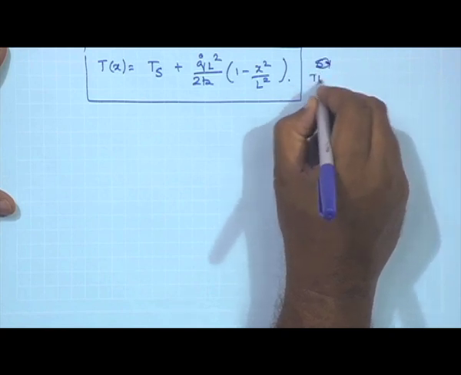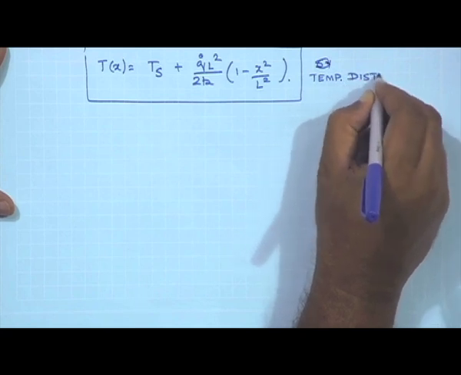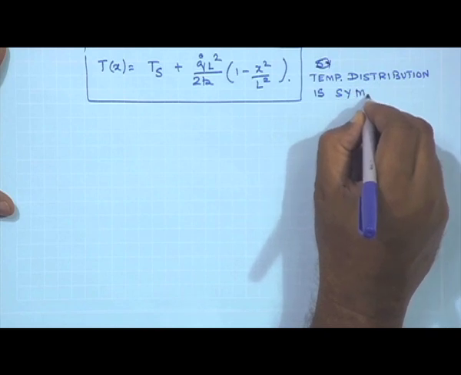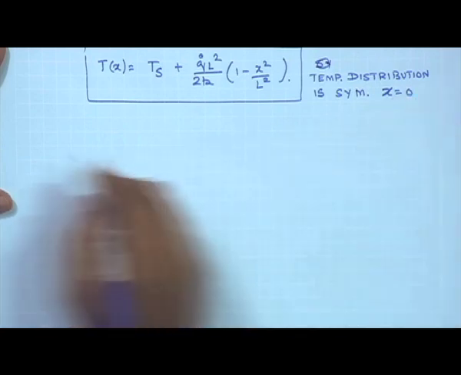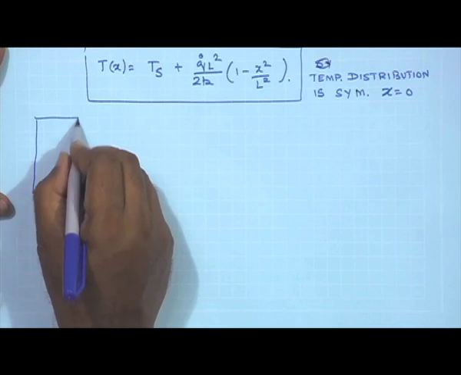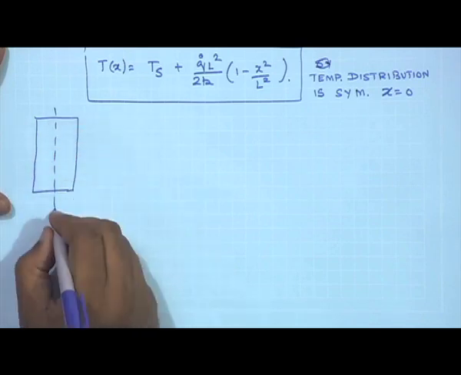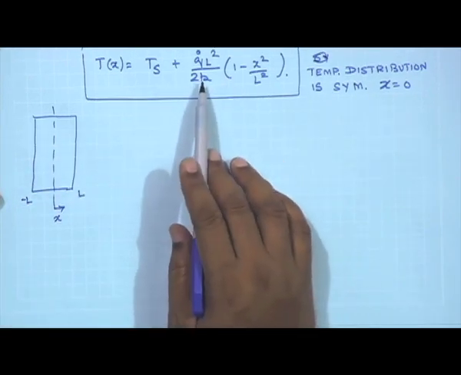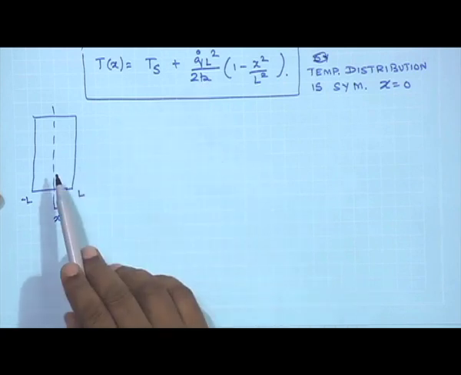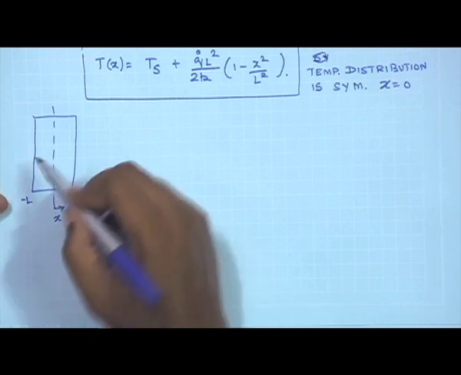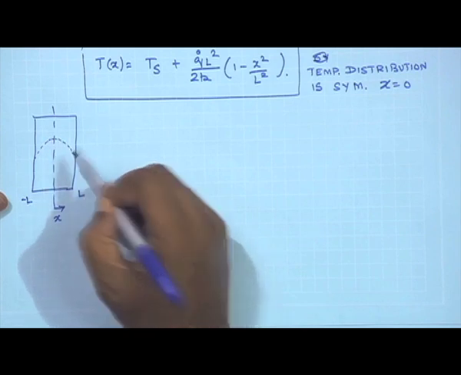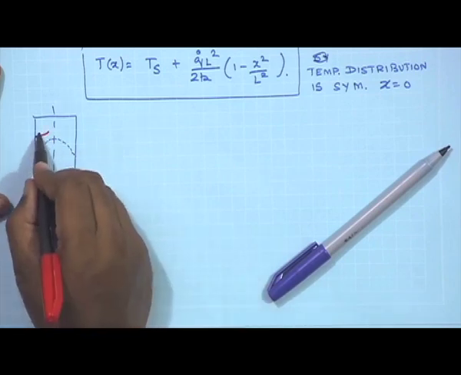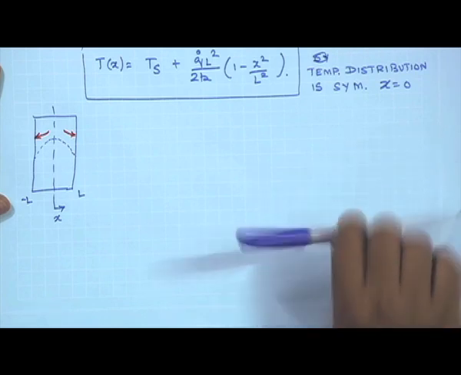The temperature distribution is symmetric around x equals 0. So if this was the plane wall, and this is the x equals 0 plane, this is L and this is minus L. Looking at this profile, it is clear that the temperature profile is going to be symmetric around the x equals 0 plane. So it would probably look something like this. It's going to have a parabolic distribution, and any heat generated inside the wall is going to travel in this direction and then out of it.